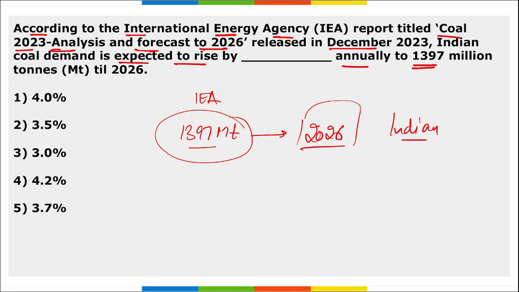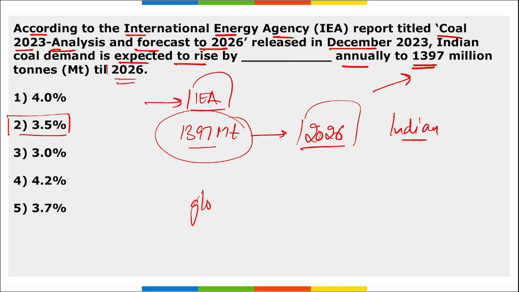Question asked here is that till 2026 we will be seeing how much percent rise annually. So we will be seeing a 3.5% rise annually that will lead the Indian sector to 1397 million tons till 2026. And this report was released by the International Energy Agency. This was for Indian demand, right?